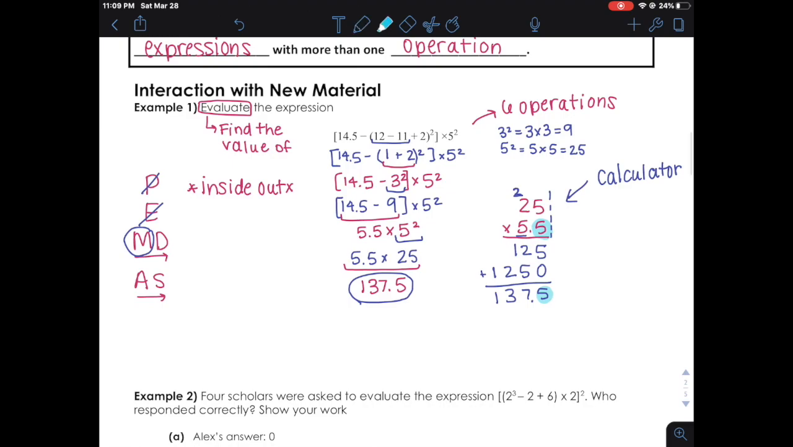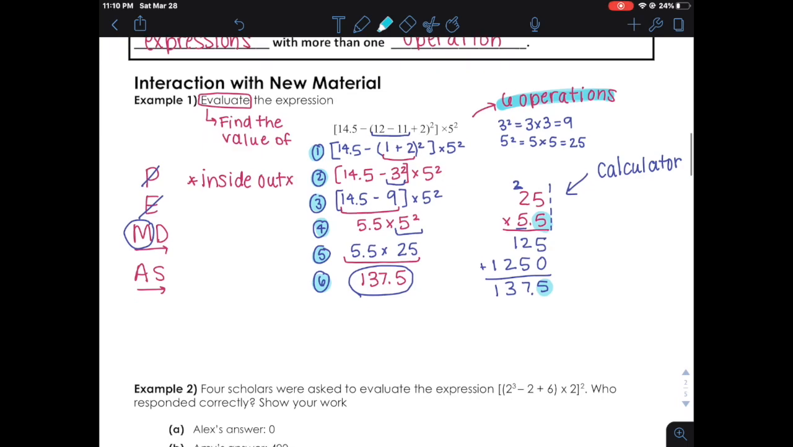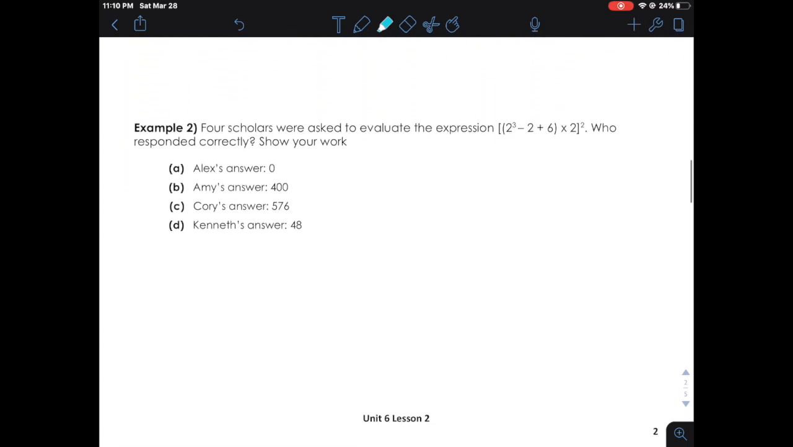Oh, before we move on, remember we counted out those 6 operations? Check this out. Look at how many lines we used for our work. 1, 2, 3, 4, 5, 6. So even though it's super tempting to get ahead of ourselves and do more than one operation at one time, if you do 1 line per operation and you count your operations beforehand, it's going to help you stay a lot more organized. All right, guys, let's move on to example 2.